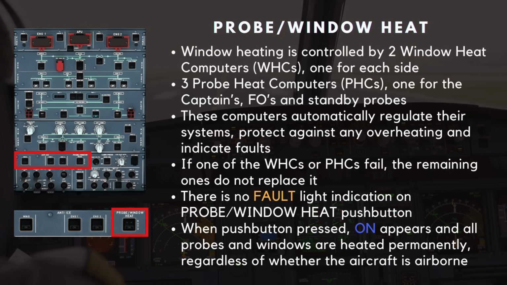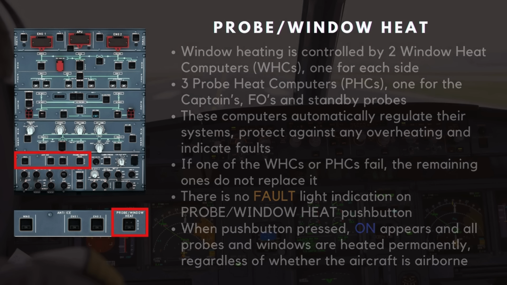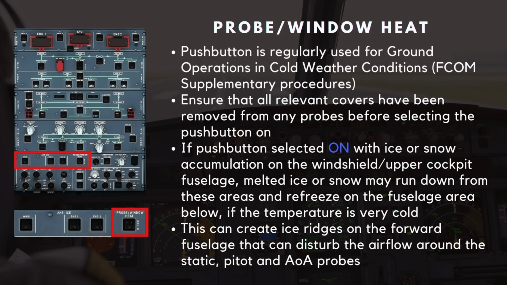When the push button is pressed, the blue ON light appears and all probes and windows are heated permanently, regardless of whether the aircraft is airborne. The push button is regularly used for ground operations in cold weather conditions and can be found in the related FCOM supplementary procedure. Note, care must be taken to ensure that all relevant covers have been removed from any probes before selecting the push button on.